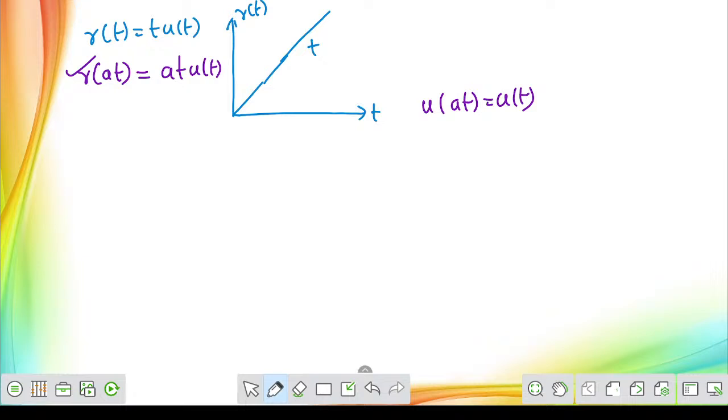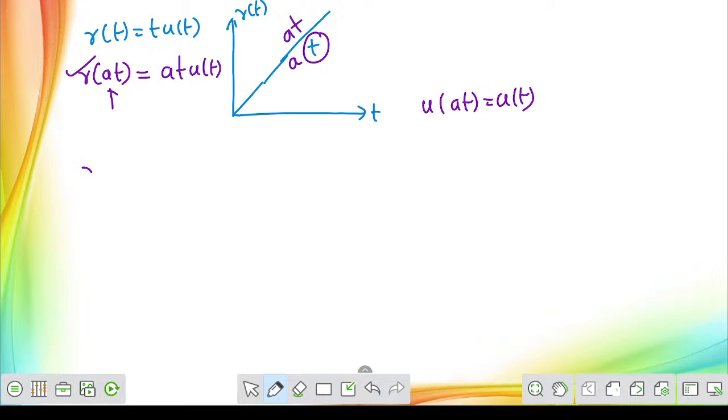So what you have to realize here is that there will be a difference. Because in the ramp signal, the magnitude itself is t. If t is scaled by a, then its magnitude also will be scaled by a. So the resultant slope value will become a times t. This is what will happen.